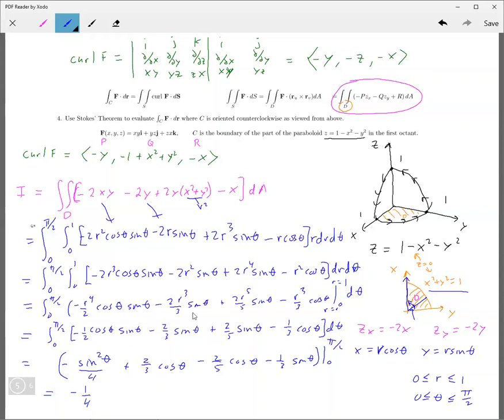Let's do each of these individually. If you subtract and plug in a 0, that's 0. This one is going to be 0 minus 2/3 for the lower part. This one is going to be 0 minus a negative 2/5. That's plus 2/5. And then this one's going to be minus 1/3. And you add all those together, and that's negative 17 over 20.